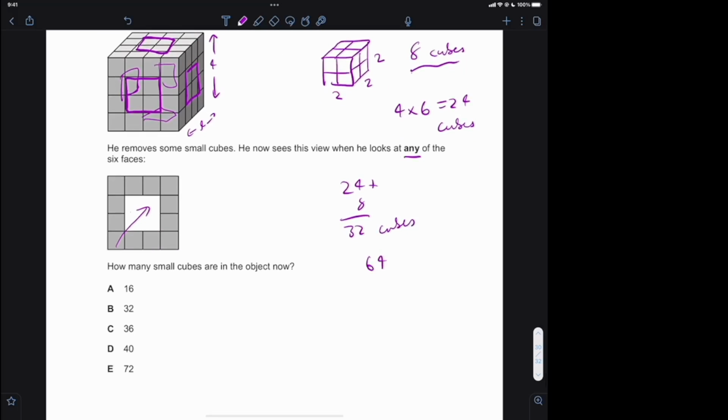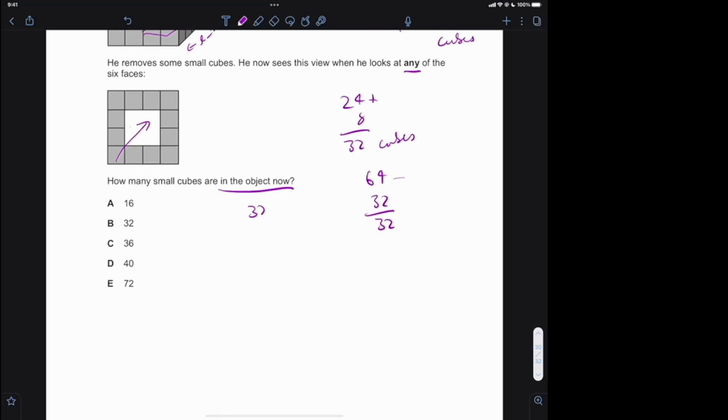And since we have 64 in total, we can realize that we're going to have 32 left over in the object now. Alright, which is answer B. Okay, so hopefully that makes sense.